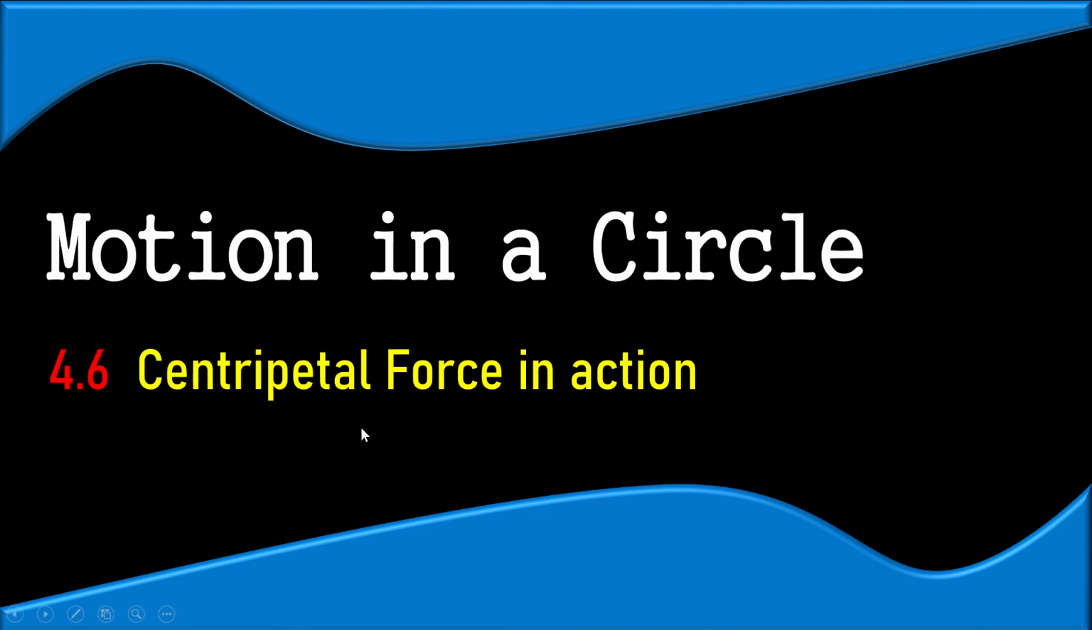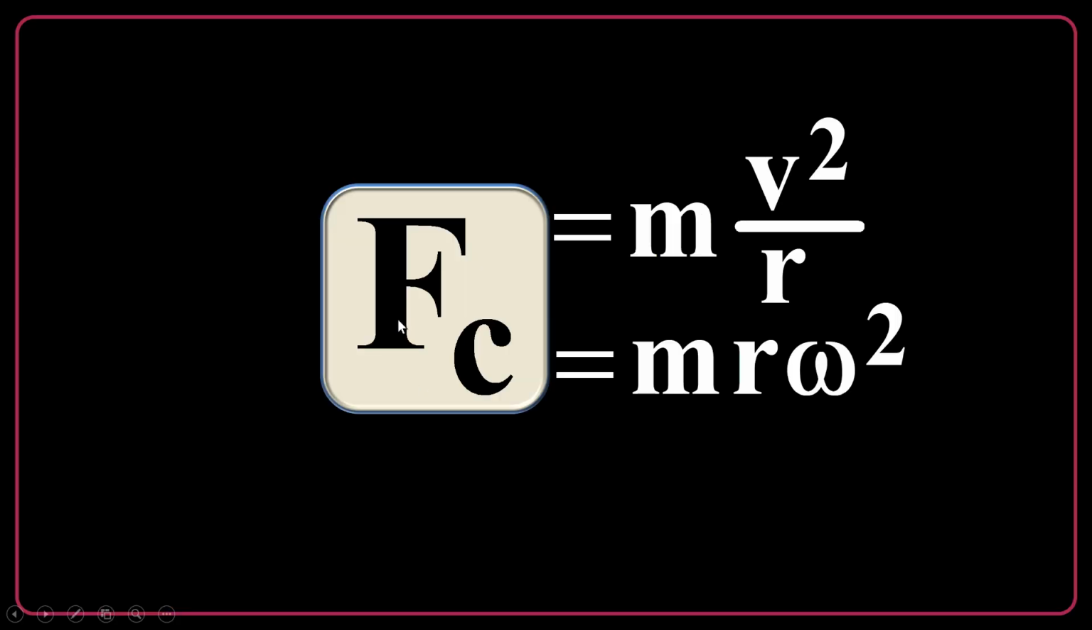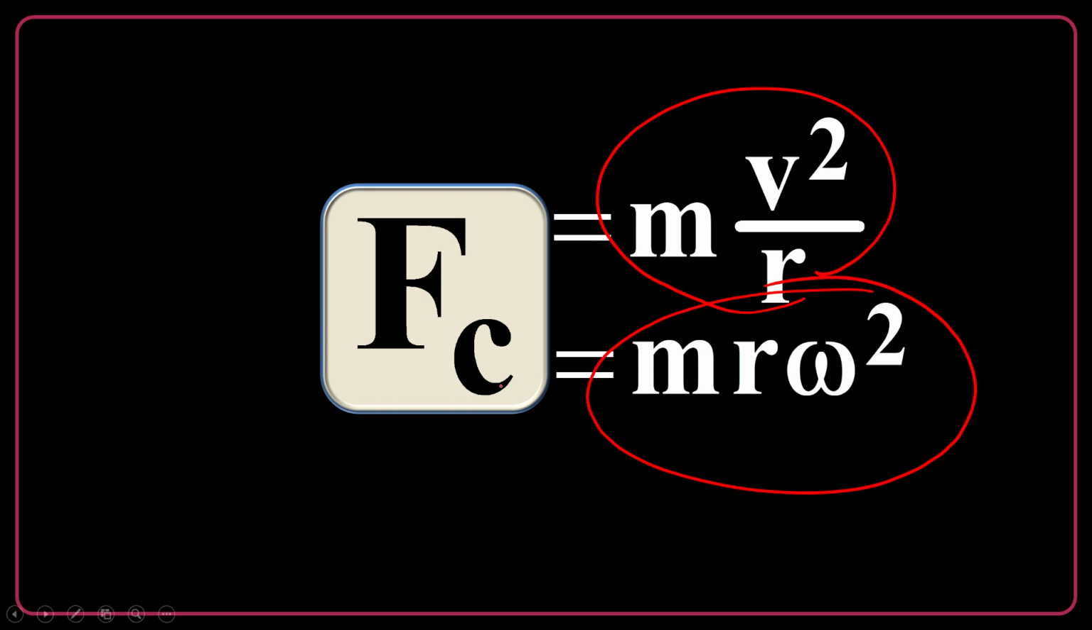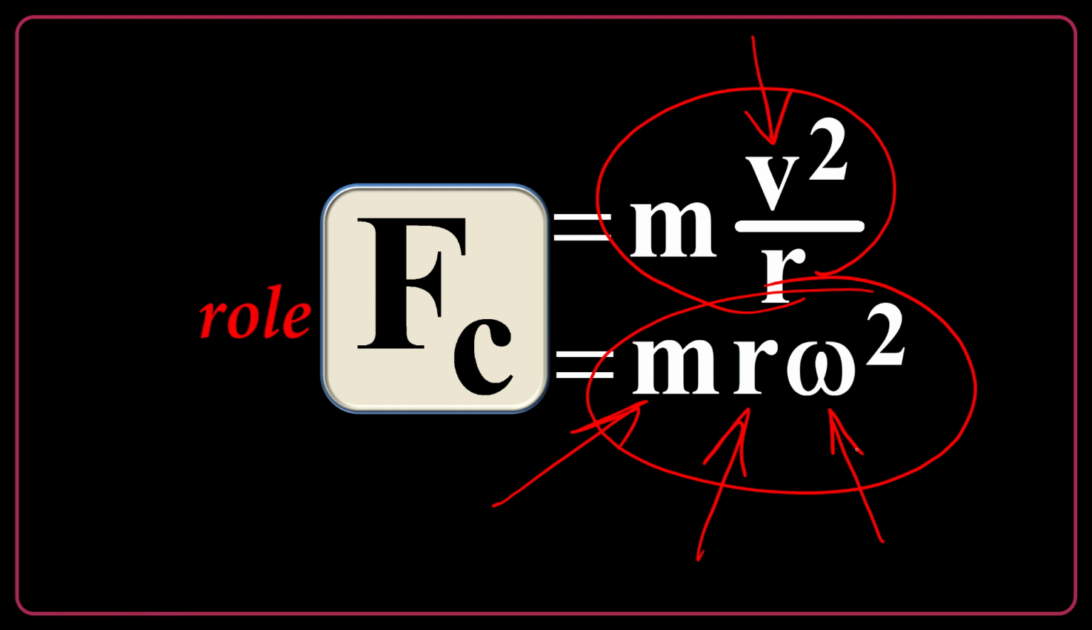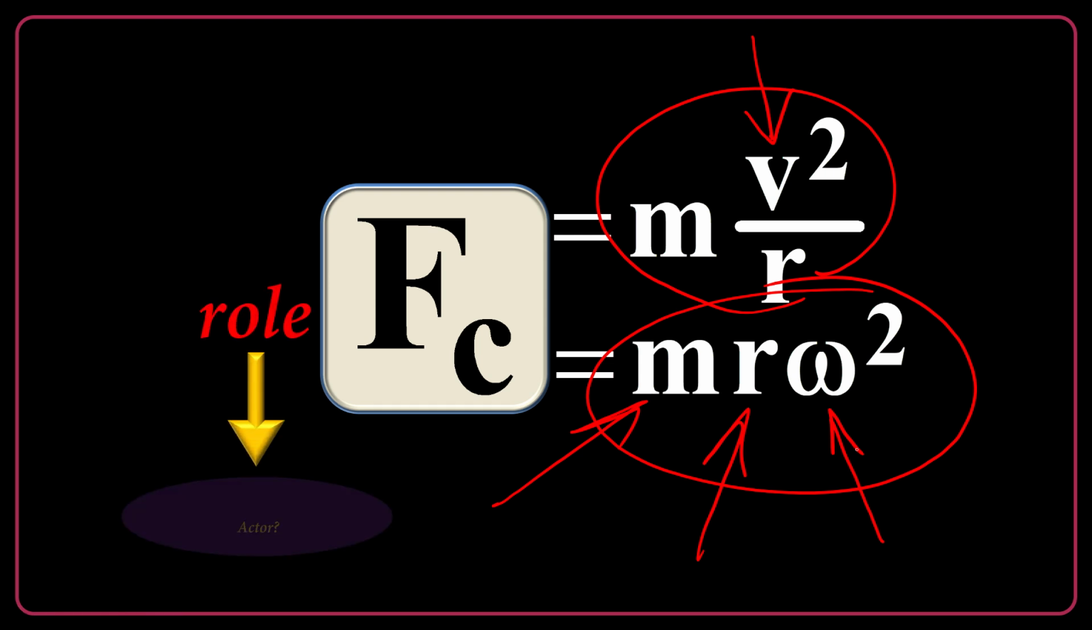Centripetal force in action. Today I'm going to go over a few problems. Previously I introduced centripetal force. I told you centripetal force has two main alternatives, mv squared over r and mr omega squared. m is the mass of the object, r is the radius of the circle, v is the speed, omega angular speed. But more than that, I told you Fc is a role and you have to find a force accepting the responsibility of taking that role. This is exactly what we are going to do today.